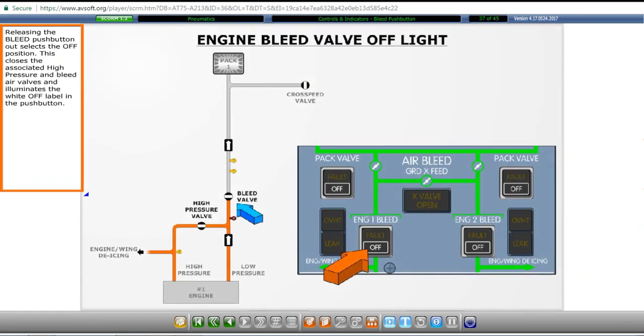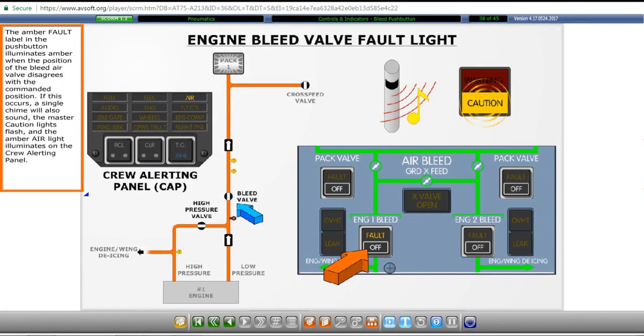Releasing the bleed push button out selects the off position. This closes the associated high pressure and bleed air valves and illuminates the white off label in the push button. The amber fault label in the push button illuminates amber when the position of the bleed air valve disagrees with the commanded position. If this occurs, a single chime will also sound, the master caution lights flash, and the amber air light illuminates on the crew alerting panel.